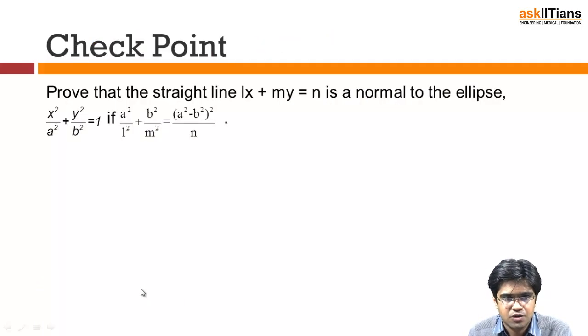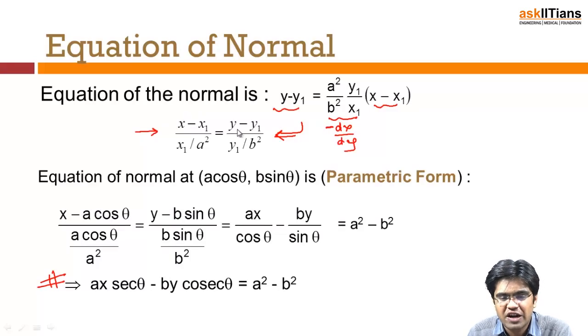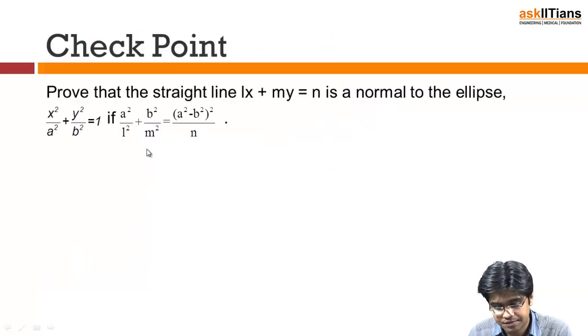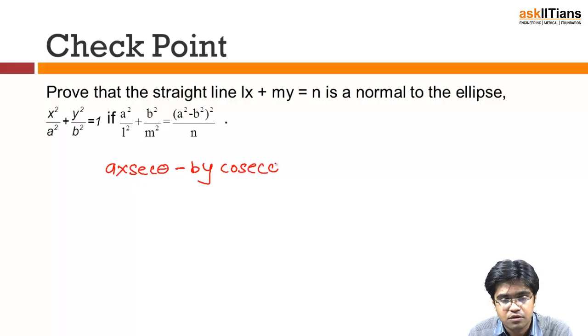Now let's check our concepts. We need to prove that the straight line lx plus my is equal to n is a normal to the ellipse x square by a square plus y square by b square is equal to 1 if it satisfies this condition. Now if we go back to the previous slide, you can see that we don't have any condition for the normal as such, but we have the equation of the normal in parametric form. So let's write this. The equation of the normal is ax sec theta minus by cosec theta is equal to a square minus b square.